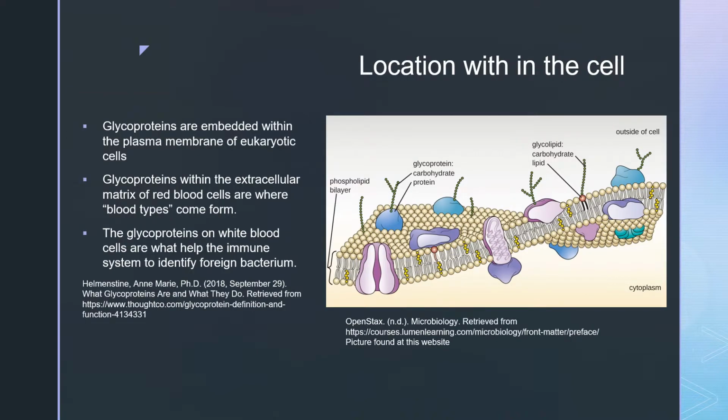Location within the cell. Glycoproteins are embedded within the plasma membrane of eukaryotic cells. You can see them right here, here, here, and right here. Glycoproteins within the cellular matrix of red blood cells are where blood types come from.